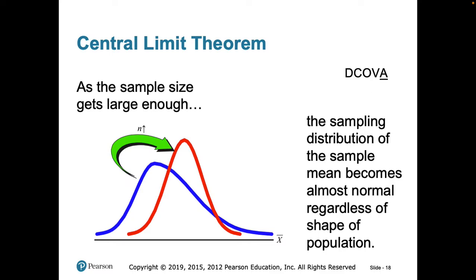One thing you may be asking is, what does large enough mean? As long as you're getting a sample size higher than 30, you can pretty much be assured that it's large enough. So anything above 30 will be large enough to use the central limit theorem.